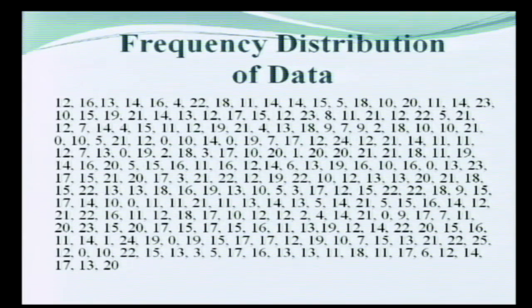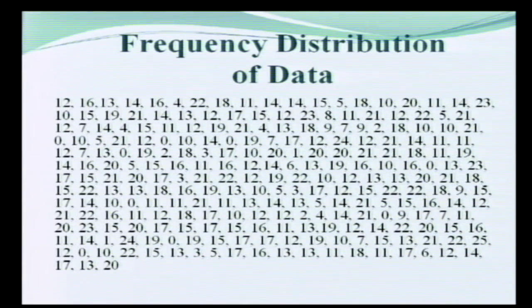Now have a look at the values that have been given on the screen. There are a large number of values given, and this information is the age of the children or youngsters, teenagers, in a particular colony.